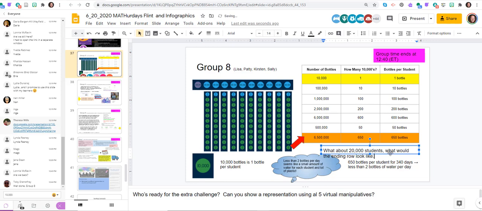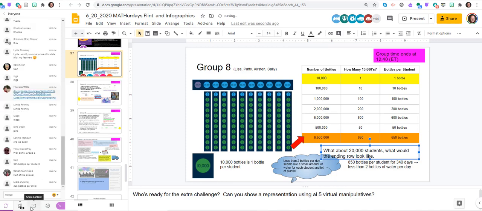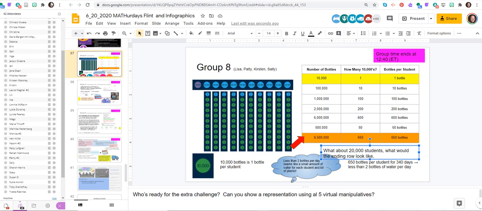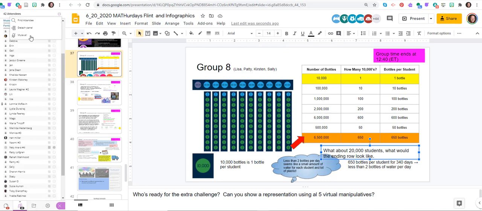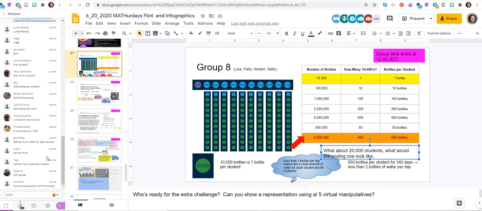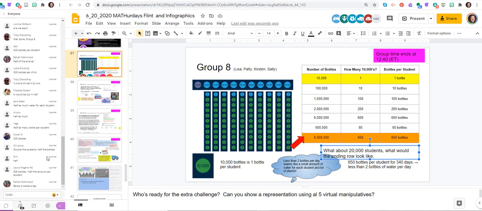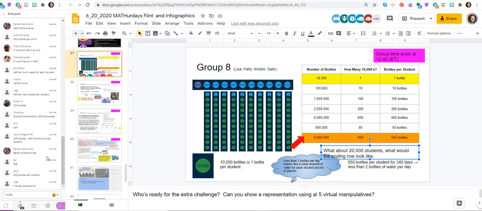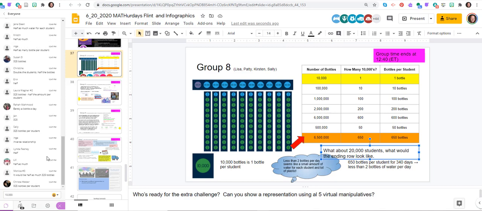And feel free to put that in the chat box and collaborate. If we increase to 20,000 students, how might that bottom row look? So what I'm doing here is just getting a quick pulse, a quick formative assessment on, do people, first of all, understand the table, and then can they reuse the table in a different context?